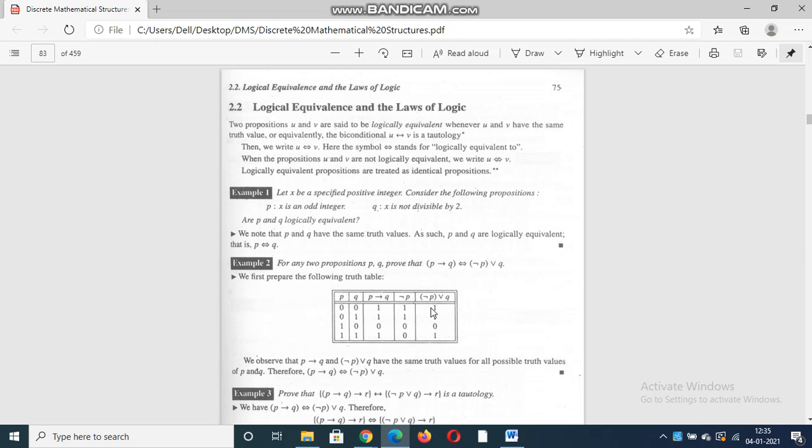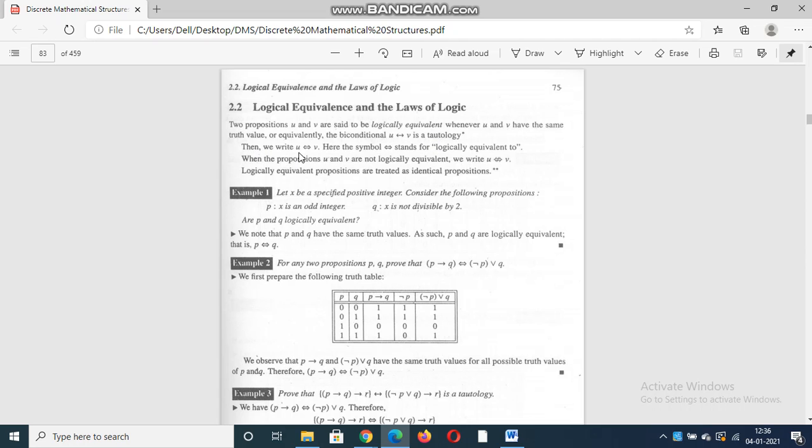Observe this example, which I conclude as X. This truth value and this truth value both belong to the same. Can I conclude these two truth values are equal, then these two are logically equivalent. The definition clearly says that two propositions U and V are said to be logically equivalent whenever U and V have the same truth value, or equivalently the biconditional U biconditional V is a tautology. Tautology is nothing but all the truth values should be 1. Then only we call it logically equivalent.